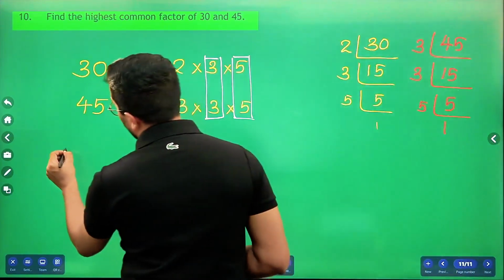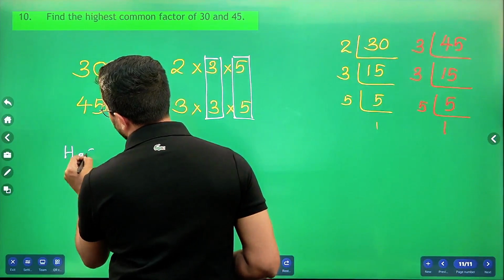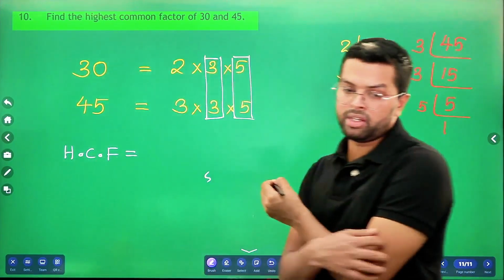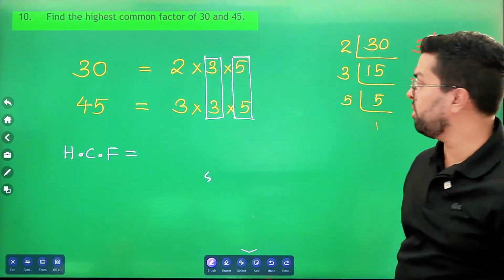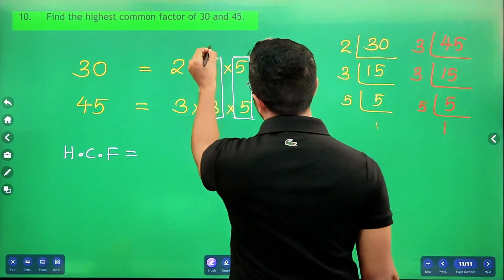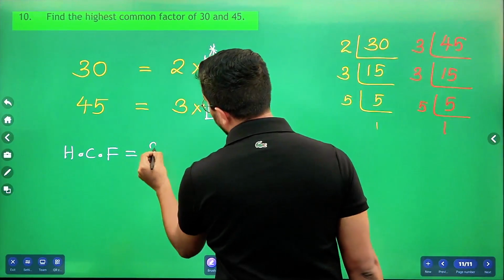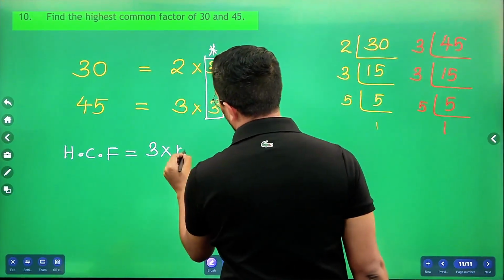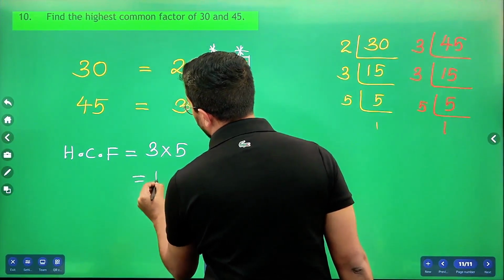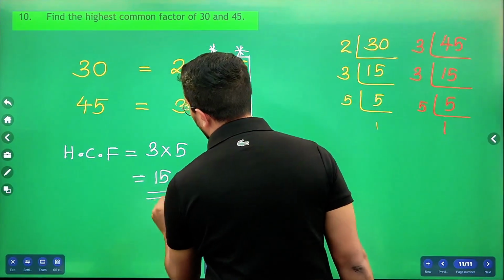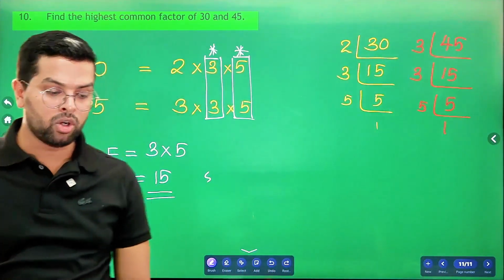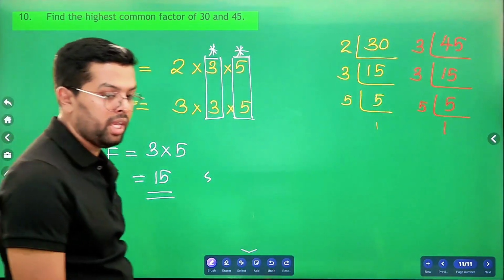So how do we calculate the highest common factor? The HCF, highest common factor of 30 and 45, will be equal to this number 3 times this number 5. So 3 times 5 is 15. So the highest common factor is 15.